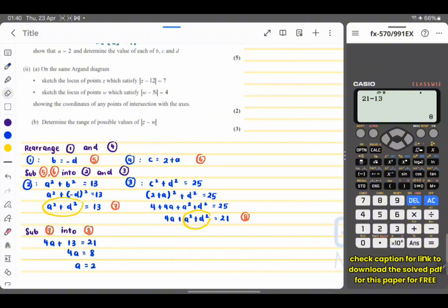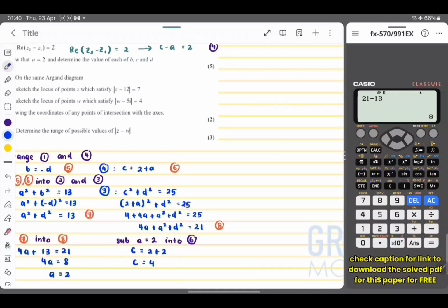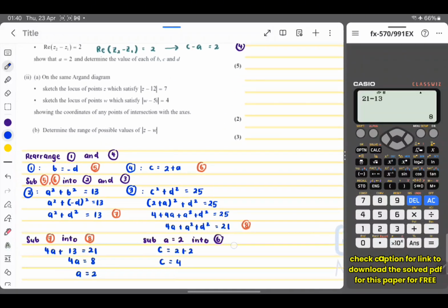Now we know the value of A. We can find C straight away. Substituting A equals 2 into 6, I will get C is equal to 2 plus 2. C is equal to 4. We have done finding the value of A and C.